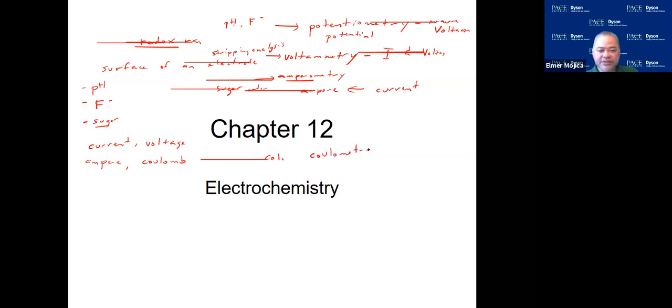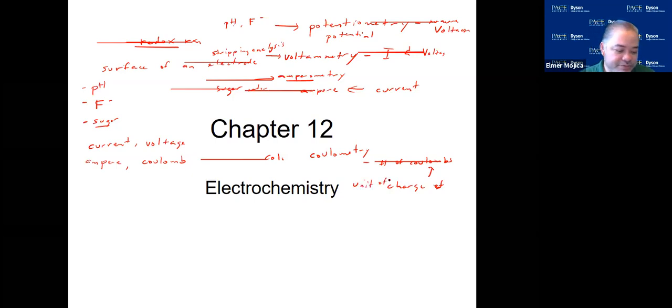Then you also have coulometry, which is under coulomb. Coulometry is a technique in which the quantity of analyte is determined by measuring the number of coulombs. What is a coulomb? Anyone? It's the charge of what? No, it's the unit of charge. So coulomb is the unit of charge.